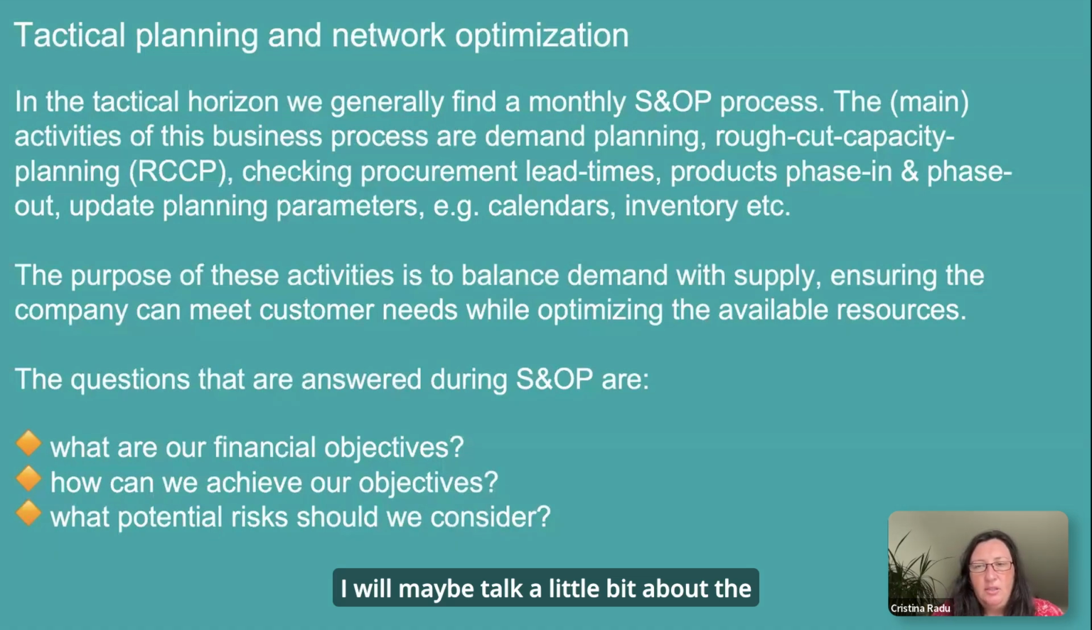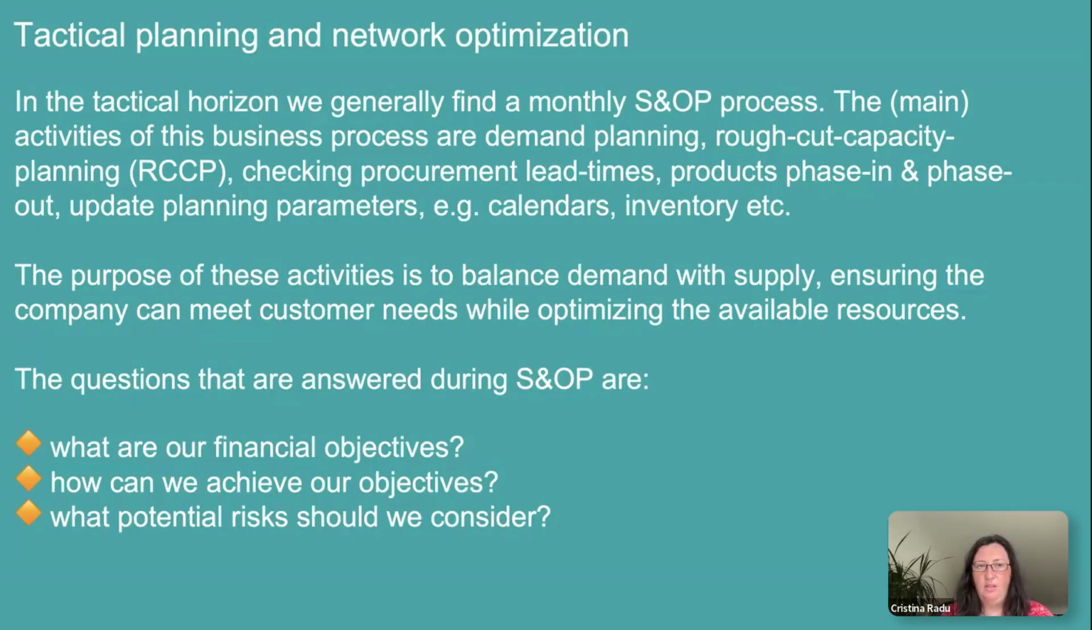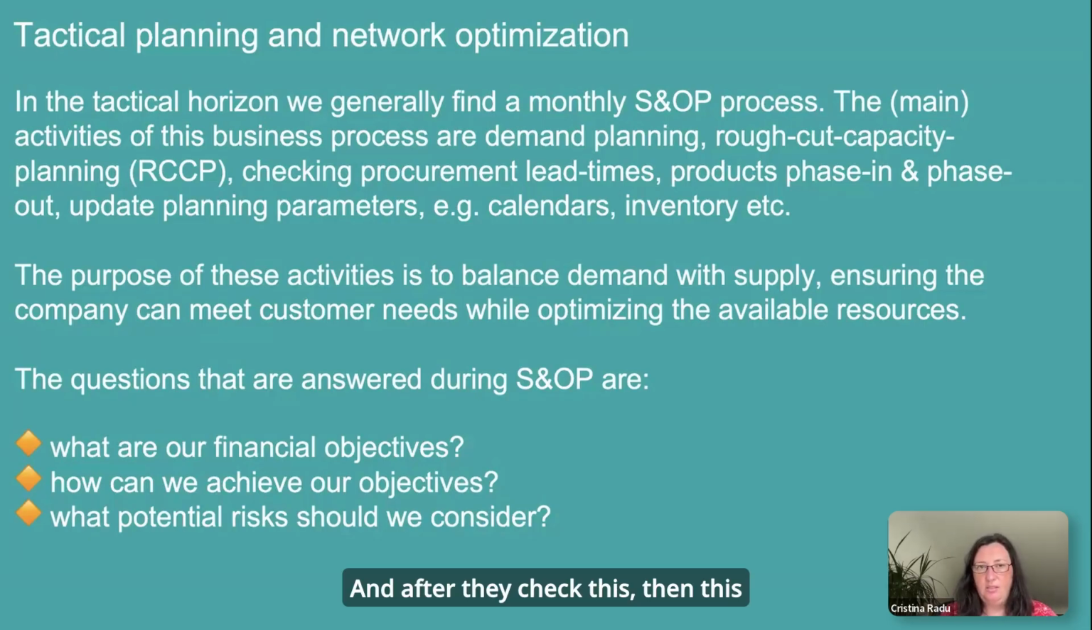I will maybe talk a little bit about the rough cut capacity planning. This is just a way where they aggregate demand, again, by product families and so on, and they check, not even at the resource level, at the factory level, do we have capacity to meet all this demand for the next 2 years? And after they check this, then this flows down into an MPS process.